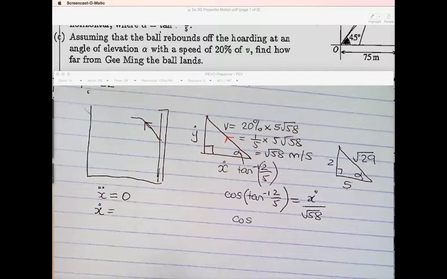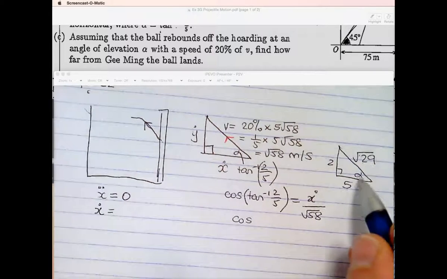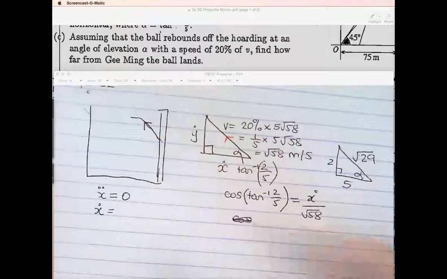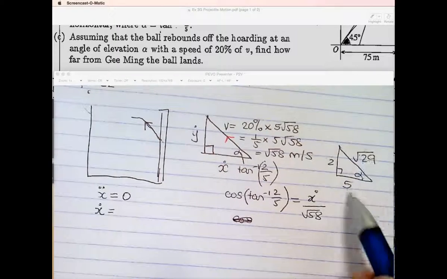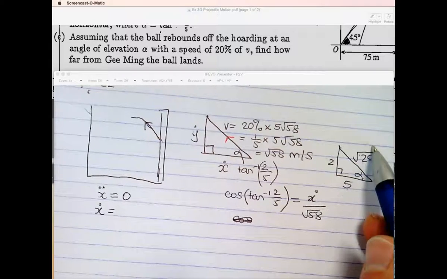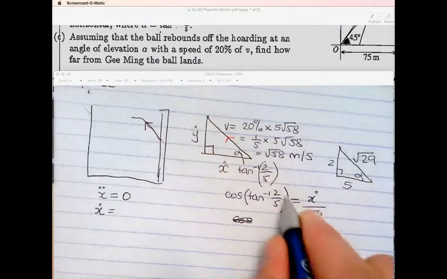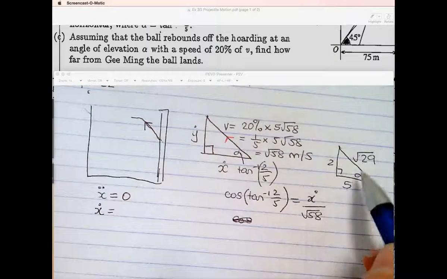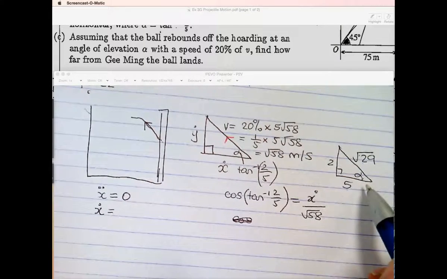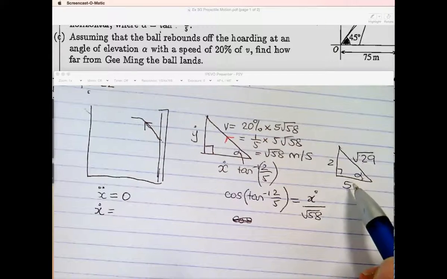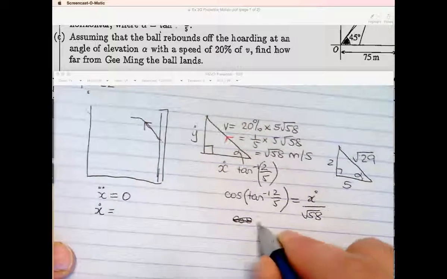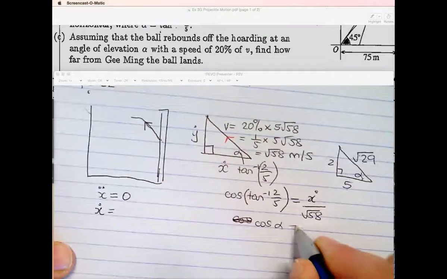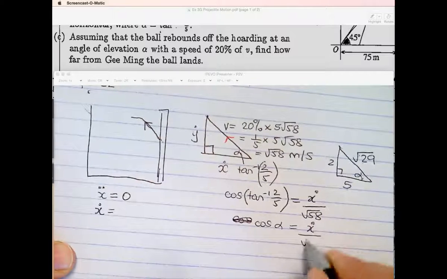Didn't we say it was like 21 degrees? Cos of this angle. What's cos of that angle? Girls, what's cos of that angle? Isn't it 5 on root 29? Yeah, cos of this angle. Oh, I get it. Yeah, cos of alpha. We're doing cos of alpha. Aren't we doing cos of alpha?